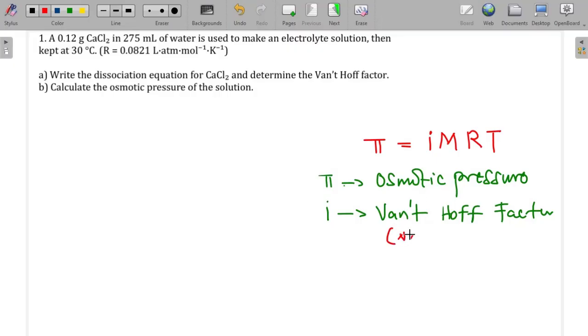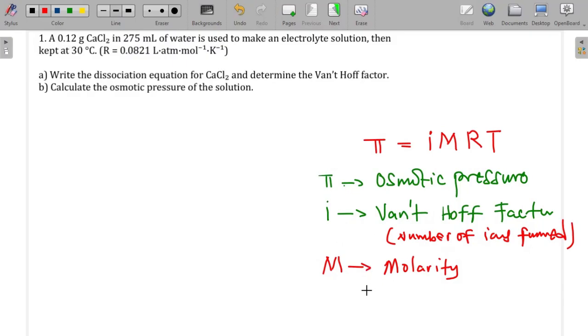So I can say the number of ions formed when an electrolyte dissociates completely. And then what is my capital letter M? My capital letter M is simply molarity, meaning the concentration in moles. You divide your moles by the volume in liters, you get the molarity. And T is the temperature in kelvins. So if you've been given a temperature in degrees Celsius, you need to convert it to kelvins. Okay, so that's the formula for finding the osmotic pressure.